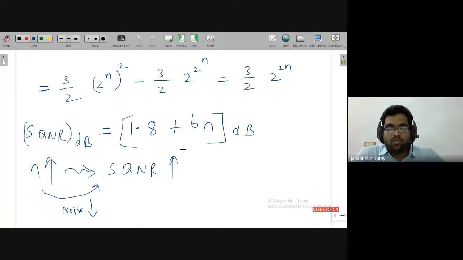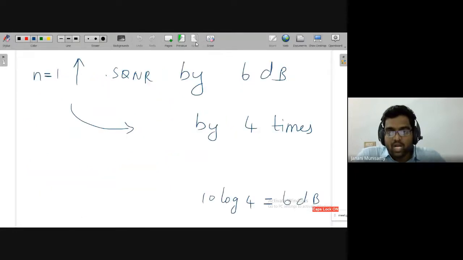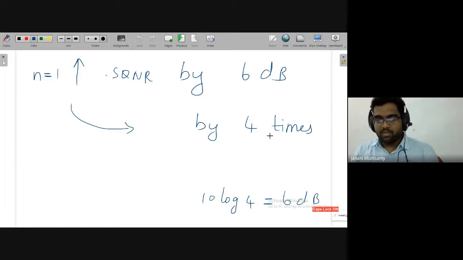So for every 1 bit increase, the signal to quantization noise ratio will increase because noise will decrease. That means quantization noise will decrease. So finally for every 1 bit increase, SQNR increases by 6 dB, or if you are representing in terms of number, it will increase by 4 times. This is the final observation.